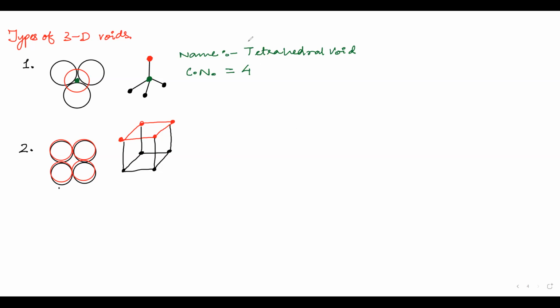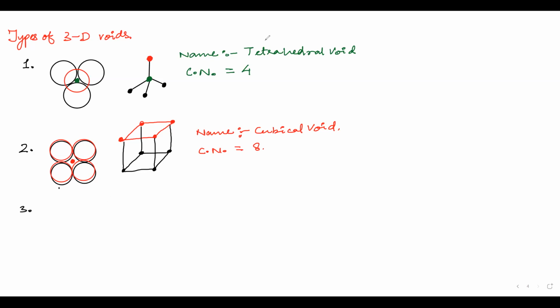Okay, what shape can you see here? Cubical void. Yeah, it will be cubical void. The name would be cubical void. Now, what will be the coordination number? How much? 8. Very good. Coordination number is 8.